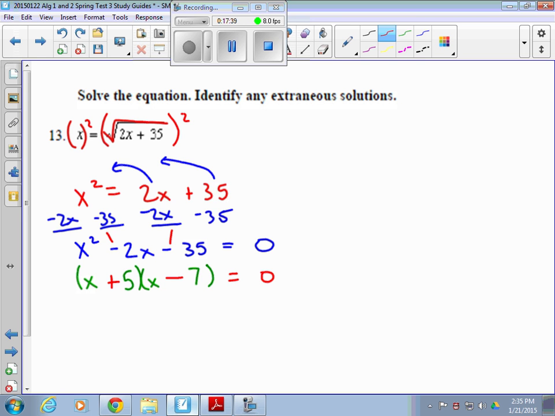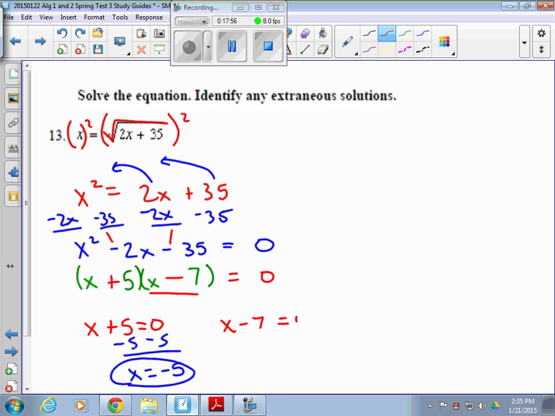And both of those are equal to 0. Now that you have it that far, you simply make x plus 5 equal to 0. When you subtract 5 on both sides, you get x equals negative 5 as one solution. And you do the same thing with the other one, x minus 7 equals 0. When you add 7 to both sides, you get x equals 7. There's your other solution.